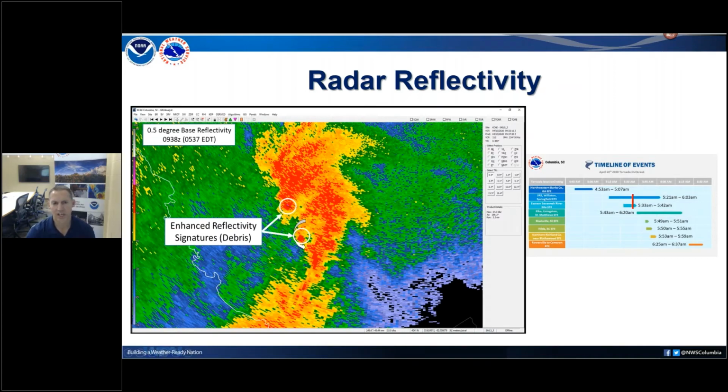That was another challenging thing with this event. Even though we did have supercells within this embedded line, it was really hard to see the classic supercell structures that you would look for, like a hook echo. They were there, but it was more subtle because it was embedded within the squall line of storms itself.